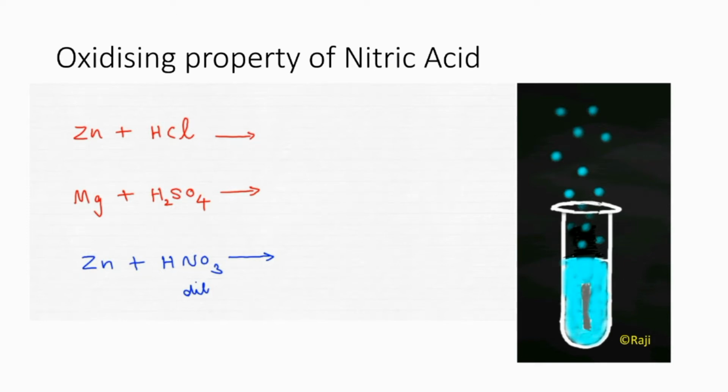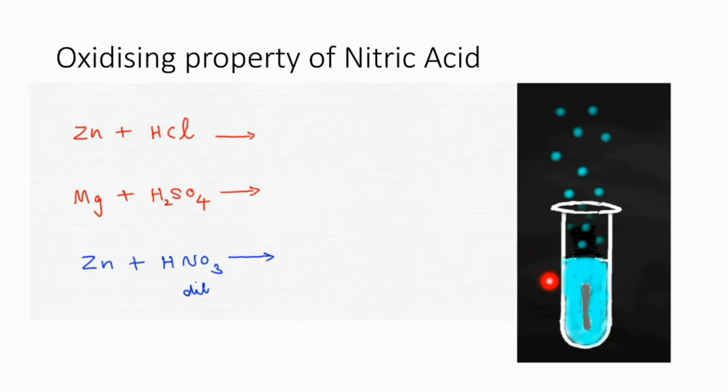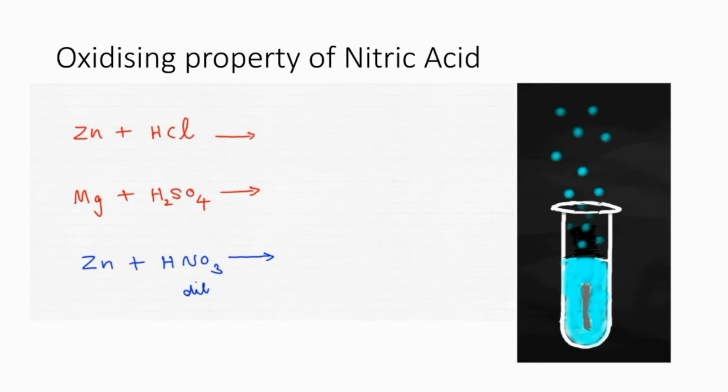Now see this picture. In this test tube, I have taken a little bit of dilute sulfuric acid. To that, I am adding a piece of magnesium ribbon. So what is happening? Certain gas is evolving out of the test tube. Which gas is that? We know that it is hydrogen gas. So whenever a metal reacts with a dilute acid, we expect hydrogen gas to evolve out of the test tube.